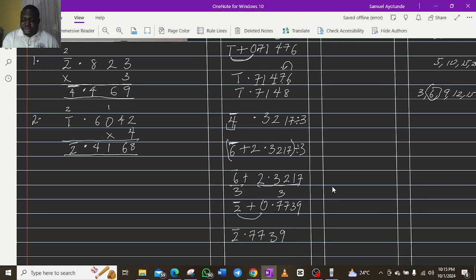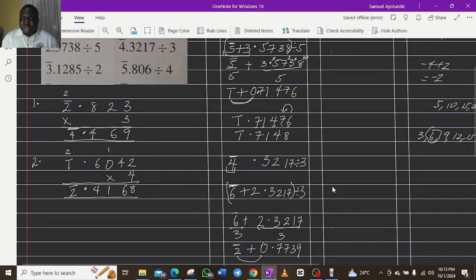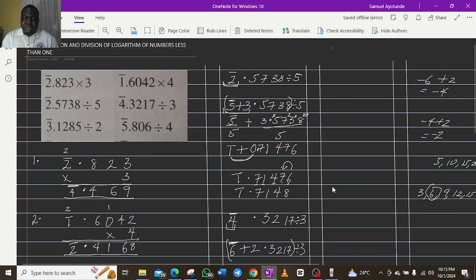So let's go ahead to the last two examples. We have 3 bar point 1285 divided by 2. The same step: we are looking for the multiple of 2 that is greater than 3. The multiples of 2 are 2, 4, 6, 8, 10. We can use any one that is greater than 3, but the first one, which is always the easier one to use, is 4.